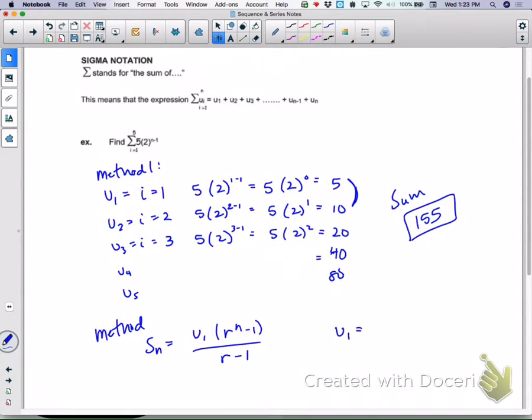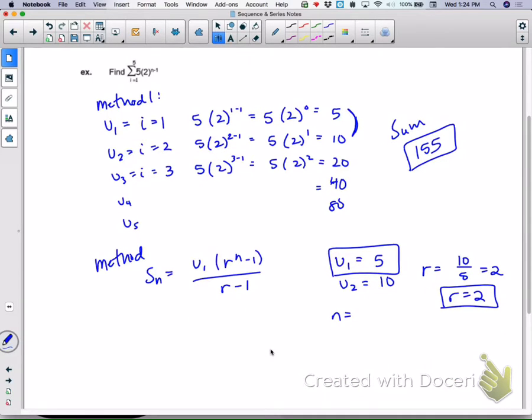Okay, well, I know my first term is 5. I already did that in the first method, but if not, plug in 1 to find the first term. I need my R value. I don't know my R value, but if I find my second term, I can find the R value by dividing. Okay, so there's my R, there's my first term, and I need to know how many numbers. Well, on my sigma, I'm going from 1 to 5. That's 5 numbers. Let's put this in red since we've got a duplicated number there.